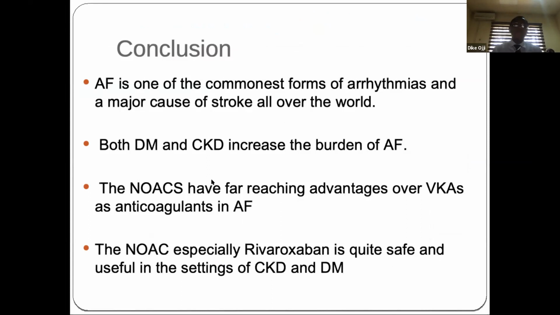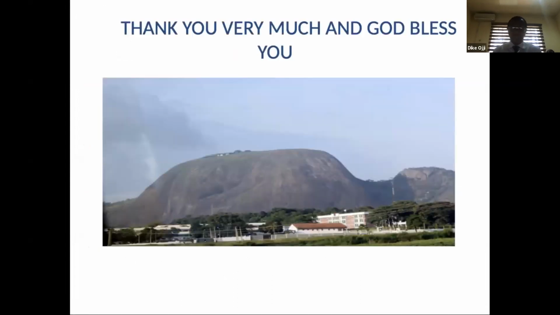So to conclude, atrial fibrillation is one of the commonest forms of arrhythmias and a major cause of stroke all over the world. Both diabetes mellitus and CKD increase the burden of atrial fibrillation. We must always bear that in mind. The NOACs have far-reaching advantages over the VKAs as anticoagulants in atrial fibrillation. And the NOACs, especially rivaroxaban, are quite safe and useful in the setting of CKD and diabetes. Thank you very much.